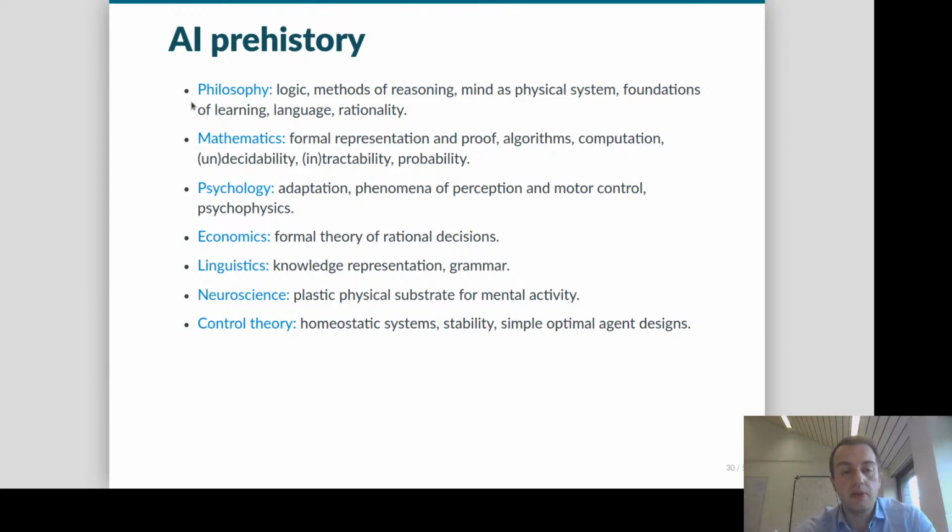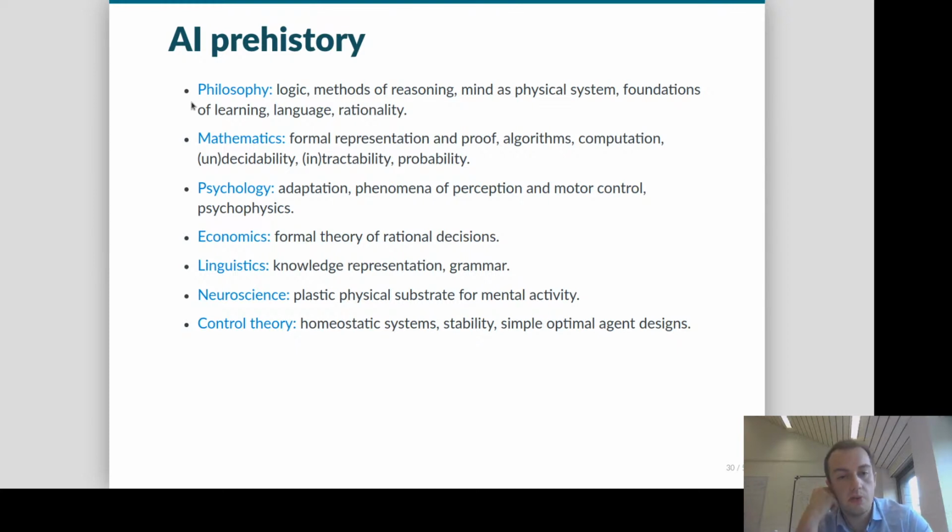The first thing I want to say is that the field of artificial intelligence, even though it's new, has roots that come from many different fields and disciplines. But I think one of the oldest would be the field of philosophy itself, in which things like logic, methods of reasoning, mind as a physical system, and the foundations of learning, language, and rationality have been studied for centuries.